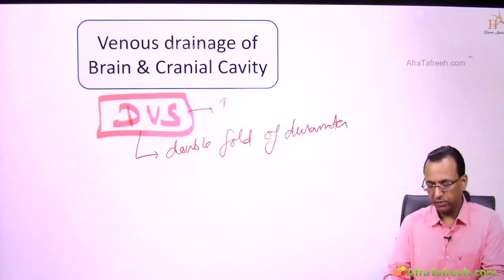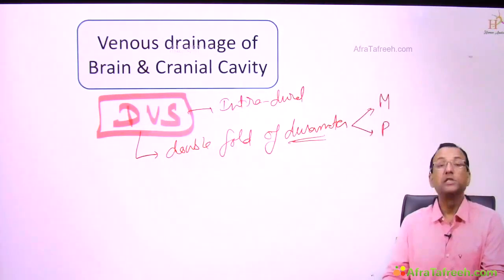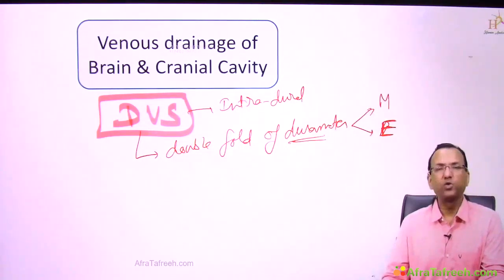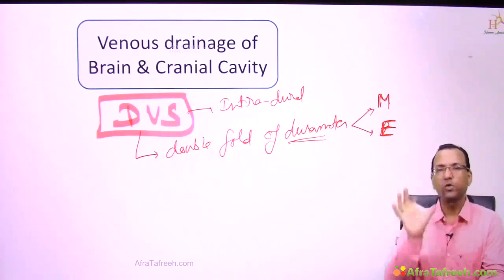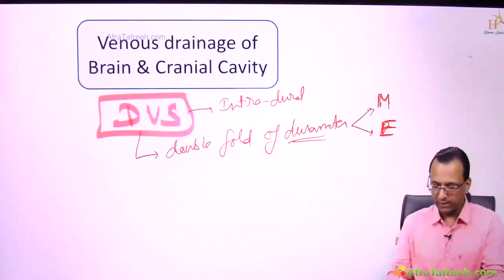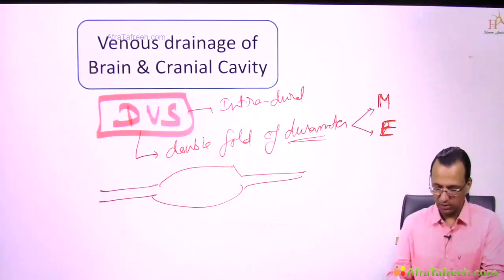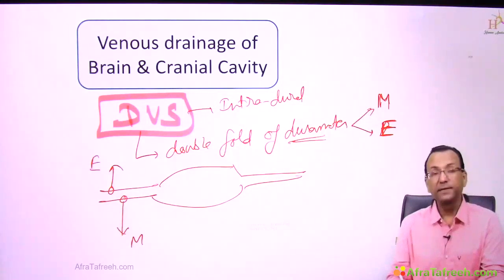Yes, it is intradural. Actually, we have to understand that dura mater has two layers: one is the meningeal layer, one is the endosteal layer. And they split to enclose the dural venous sinus. Towards the brain is the meningeal layer, and towards the skull it is the endosteal layer.